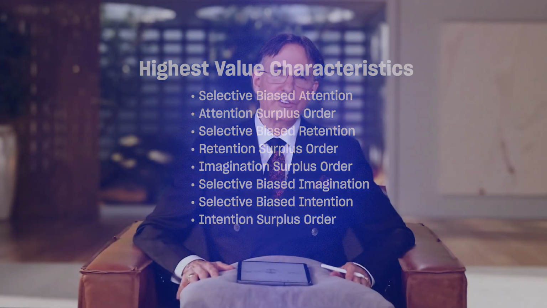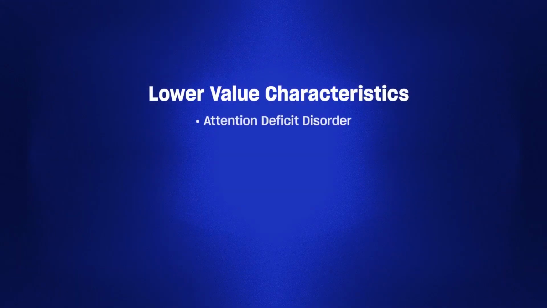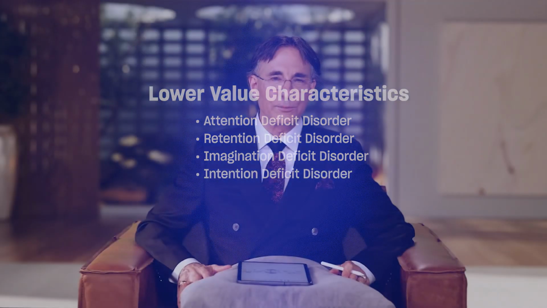Intention surplus order means that you spontaneously act and you're reliable and disciplined. That's why you're disciplined, reliable, and focused in your highest values, but you procrastinate, hesitate, and frustrate in your lower values because you have attention deficit, retention deficit disorder, imagination deficit disorder, and intention deficit disorder. Now, I've made up some of those terms. It is not necessarily in the literature, but it's gradually entering in the literature because of my terms.